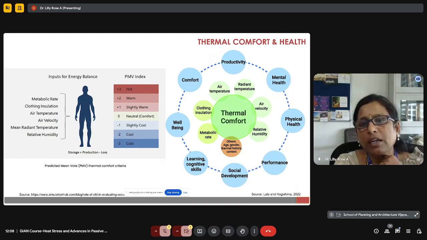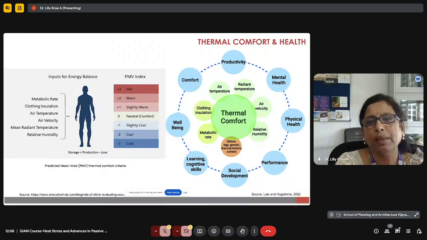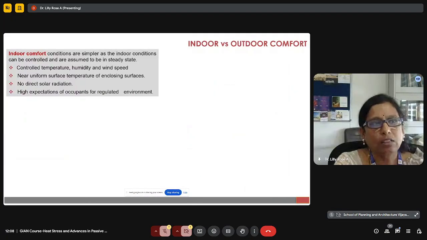Why this is important is that these studies would enhance productivity. It has a significant impact on health. Thermal comfort affects productivity, performance, learning and cognitive skills, health and well-being. So it is important in those.